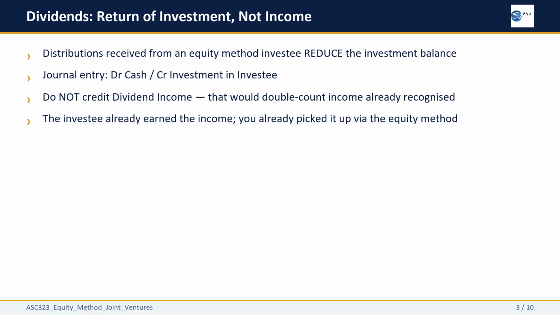Think of the dividend as a liquidating distribution. The value was already on your books. The cash simply converts part of that investment balance back into cash. Up next, we will look at how joint ventures fit into this same framework.